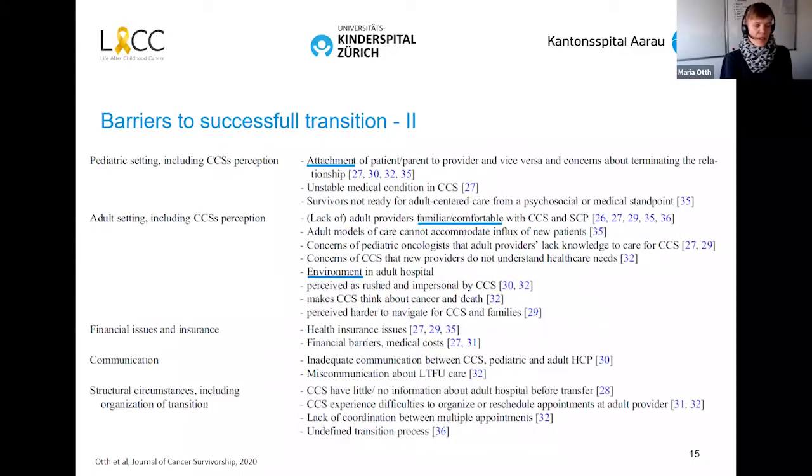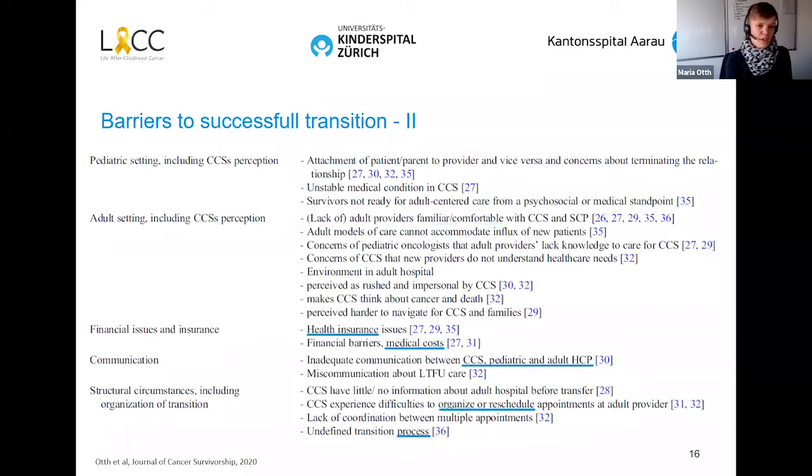In the pediatric setting, that's also what the physicians say, sometimes it's not so easy for them to let the survivors go because they know them for so long. There's also kind of an attachment. So that can also be a barrier. And what the adult physicians, but also the survivors, said is that when they're not really comfortable and not familiar with the survivors, that's also perceived as a barrier. And as I said already, the environment in the adult setting is really different from the pediatric one and may sometimes be perceived as a little bit cold compared to pediatrics.